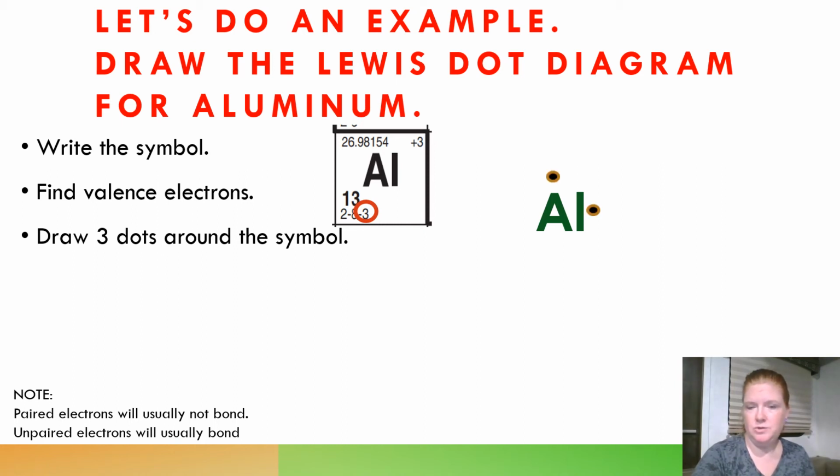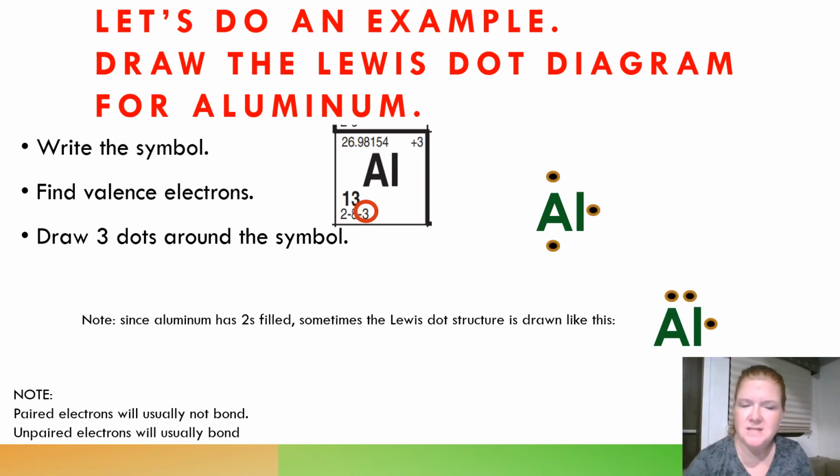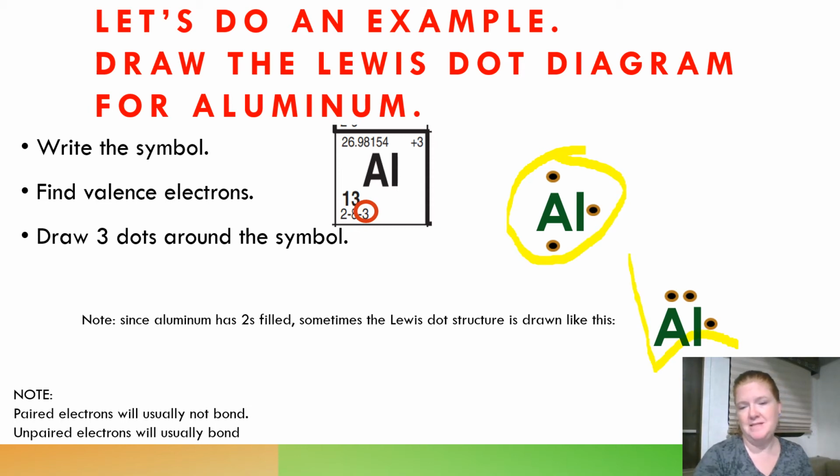1, 2, 3. Now, since aluminum has 2s filled, which we haven't even talked about yet, sometimes the Lewis dot structure for aluminum is drawn like this. Same with boron, but this way, right here, this one is usually the way you'll see it, but you can sometimes see it this way. So I just wanted to make sure I showed it to you so you would at least have seen it.